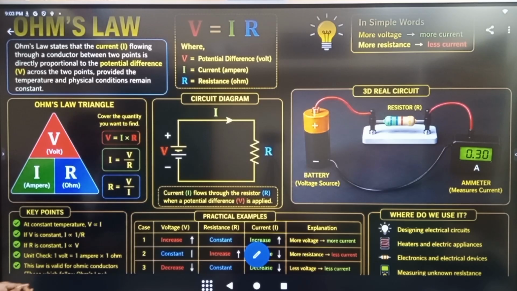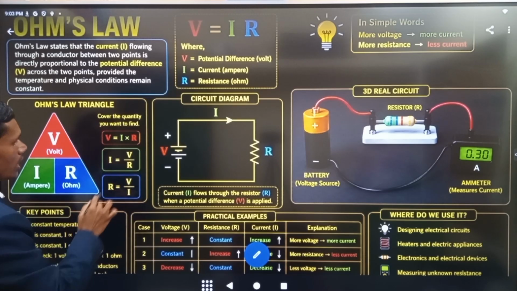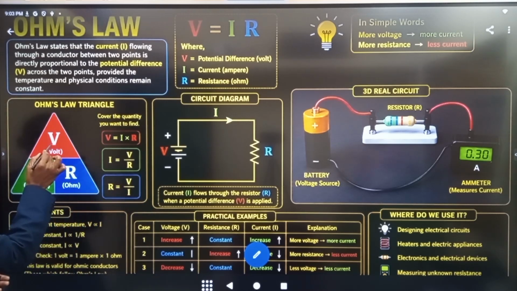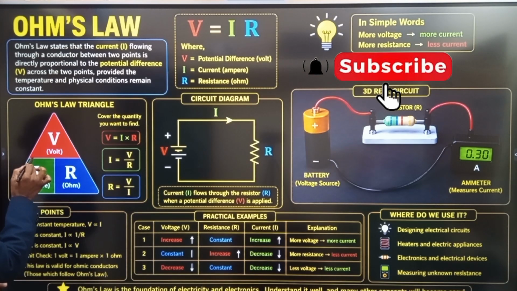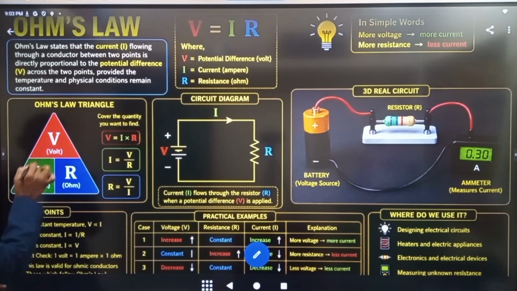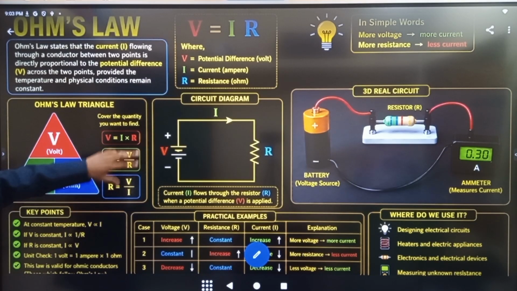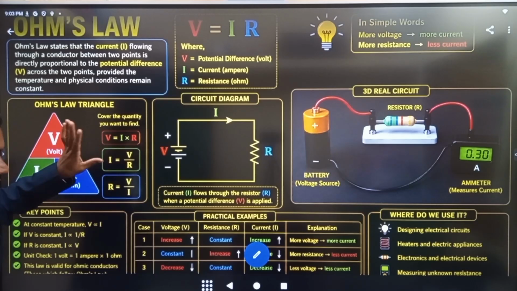Okay, so what happens here? V is equal to I into R, I is equal to V by R, R is equal to V by I. How? See, V upon I, if you take R, you will get. V upon R, if you take I, you will get. And if you multiply these both together, you are going to get V, right? This triangle, if you remember, all the three expressions you can get from that.